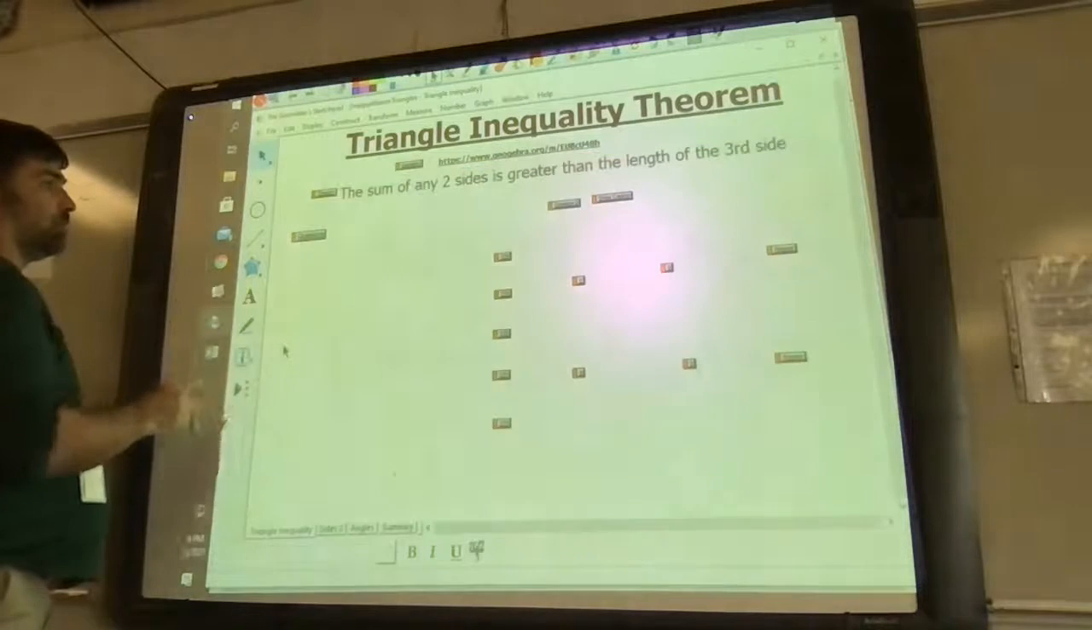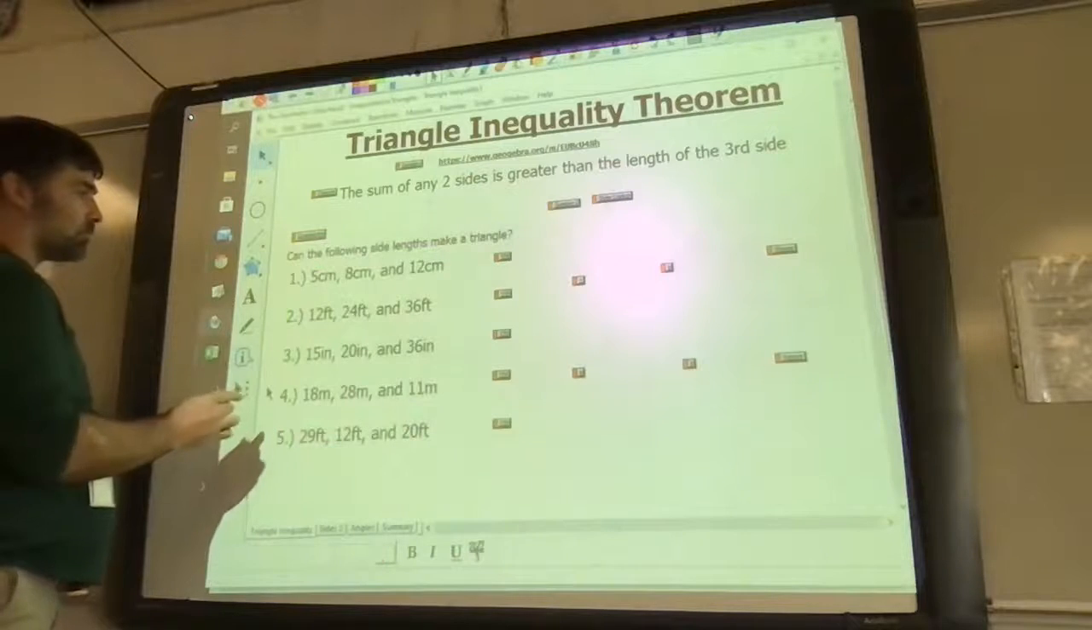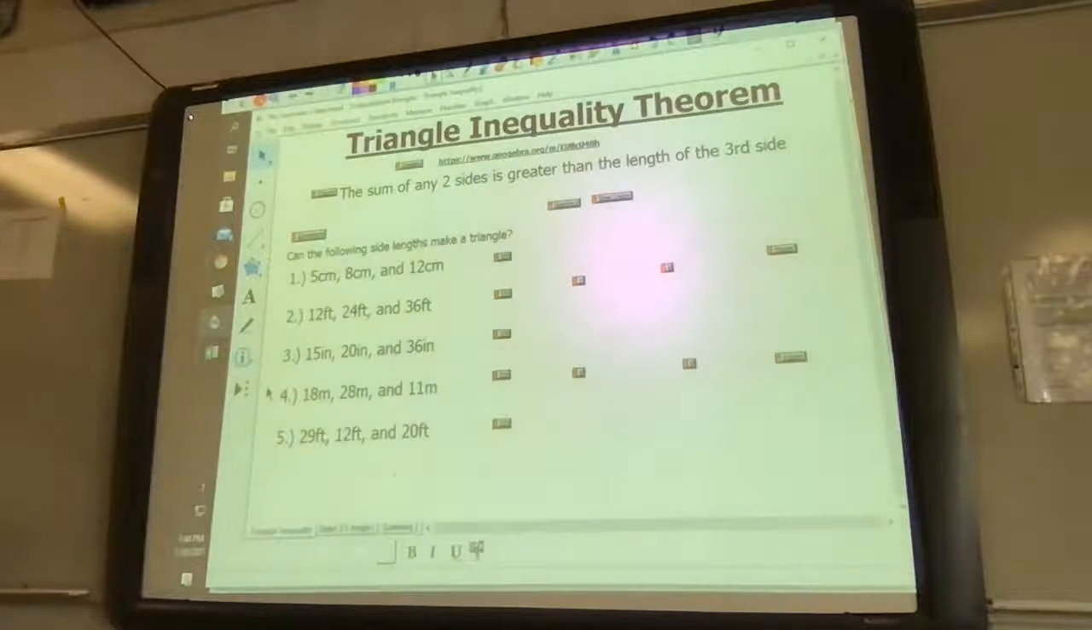All right, so here's the question. It's going to ask you this. If it gives you side lengths 5, 8, and 12, let's say we cut pieces of paper 5 inches, 8 inches, and 12 inches long. Can we connect those to make a triangle? Here's all you got to do. Take the 2 smallest sides, add them together, and see if it's bigger than the third. If it's bigger than the third, we're good. It can make a triangle.